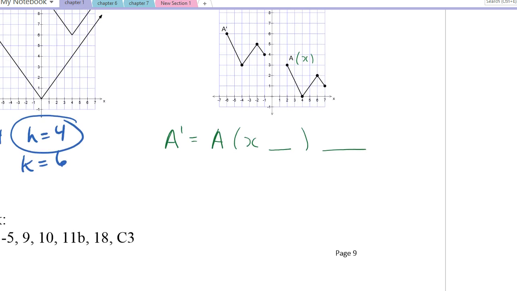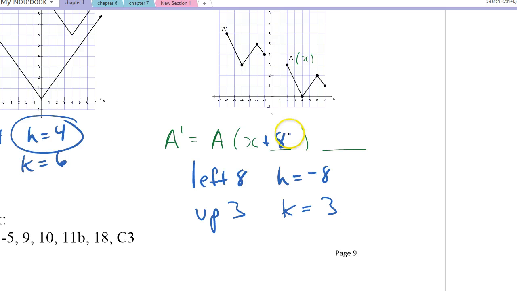For the second one, it seems to me that we're moving left 8. So my h value is going to be equal to negative 8. And we're moving up 3. So my k value is equal to 3. So if h is negative 8, here I'm going to be writing plus 8. And I'll write plus 3.